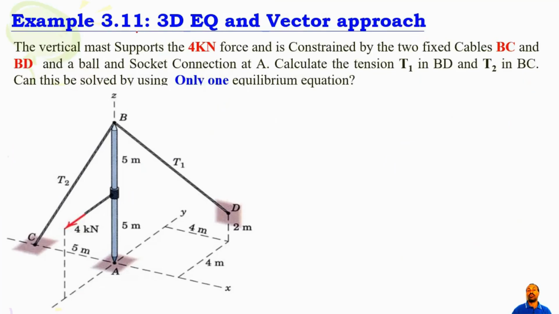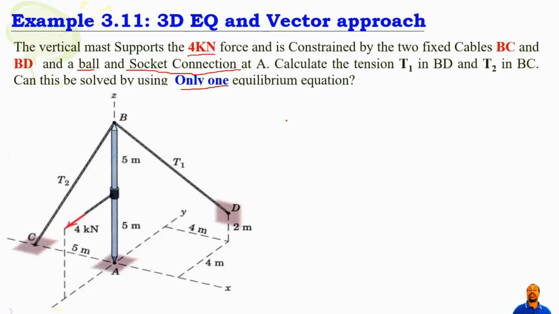Example 3.11, 3D equilibrium and vector approach. So you have this vertical mast. It supports a 4 kN force and is constrained by two fixed cables BC and BD and a ball and socket joint at A. So A is the ball and socket joint. Then calculate the tension T1 in BD and T2 in BC. Can this be solved by using only equilibrium equations?